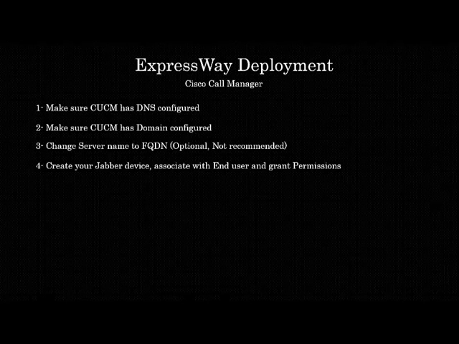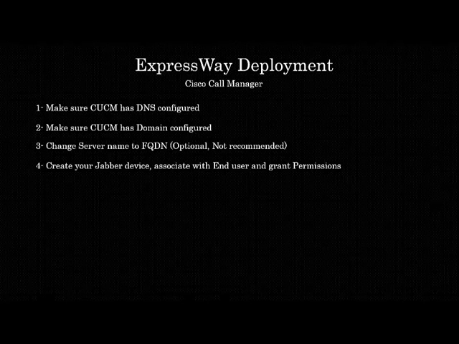Step 3 is change server name to FQDN. This is an optional step, but I found it all over the internet in different guides of this deployment. I personally do not recommend this because it will add a point of failure to your voice network. Basically, if your DNS is down, then your phones are not going to be able to resolve the IP address of their CUCM server, no signaling, and then the voice network will be down.